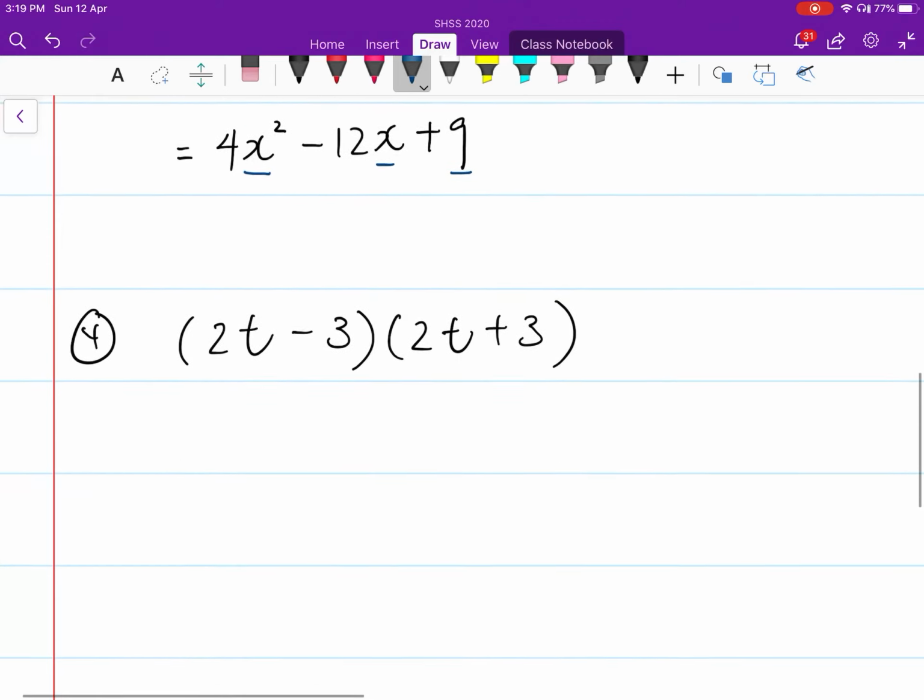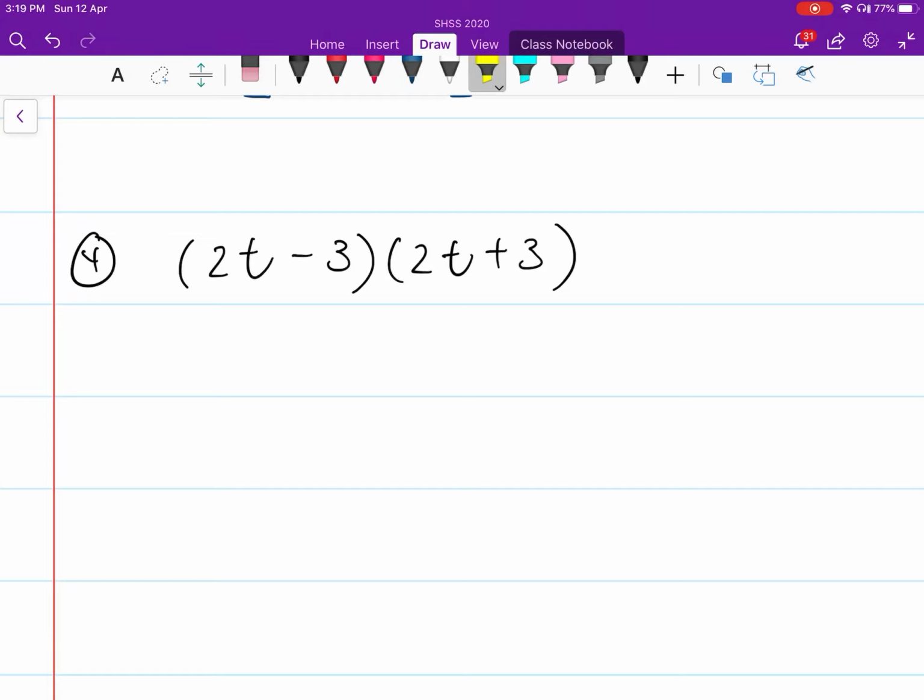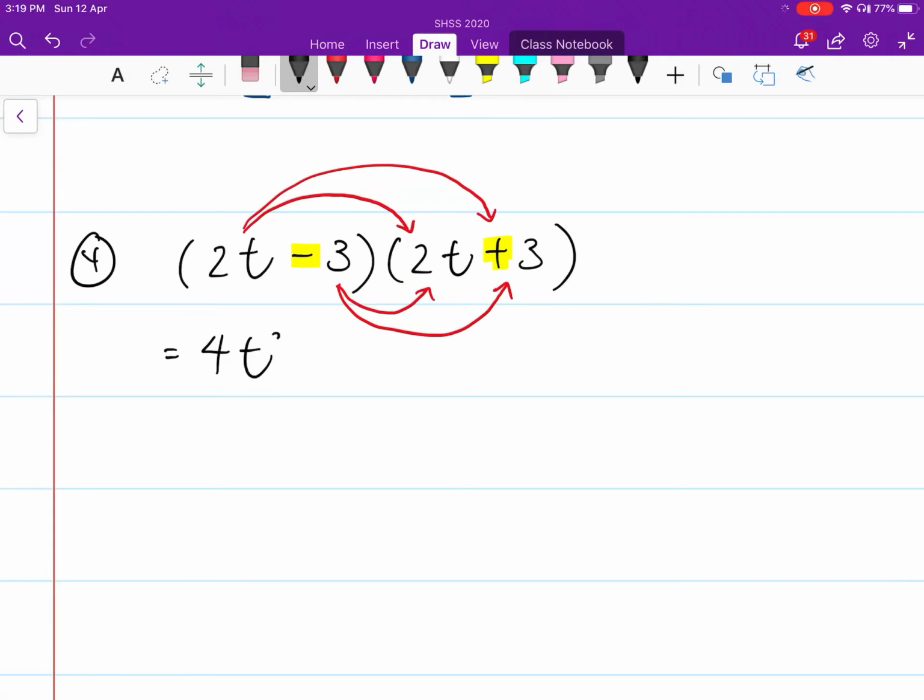Now, the last type of expansion is the one where we have one negative and one positive. They are slightly different. Now, how so? We are going to use the rainbow method to help us expand again. Now, this will give us 2t times 2t is 4t squared. 2t times positive 3 is positive 6t. Negative 3 times 2t is negative 6t. Negative 3 times positive 3 is negative 9.